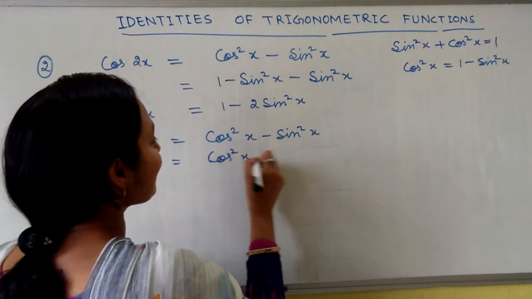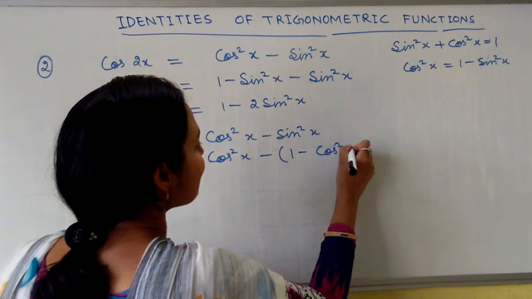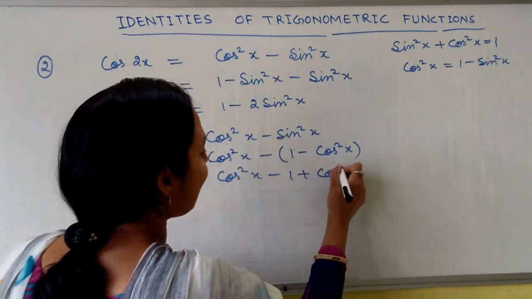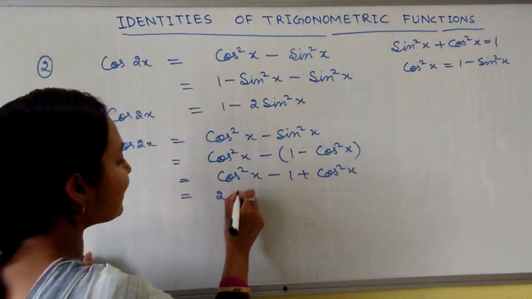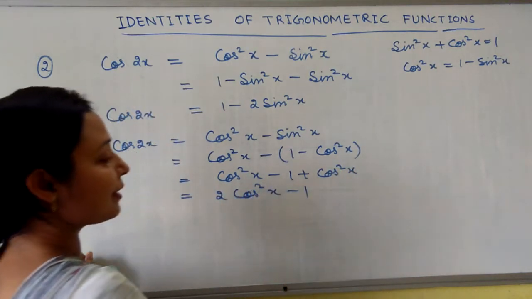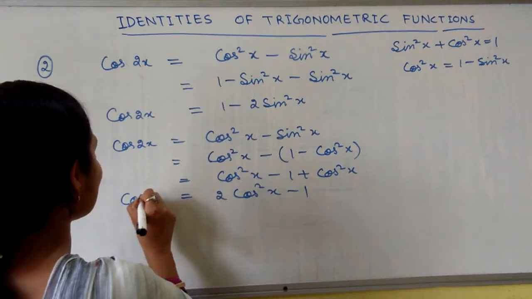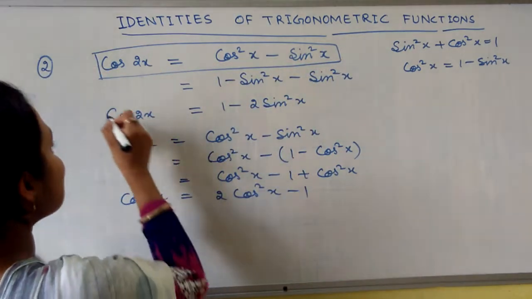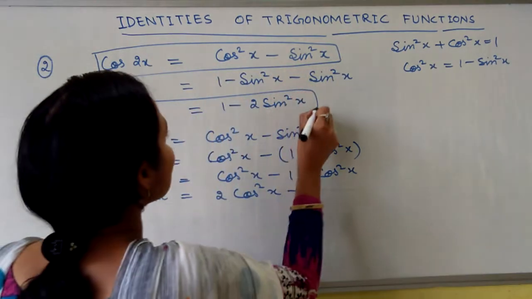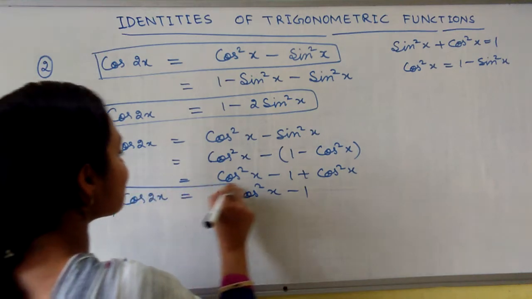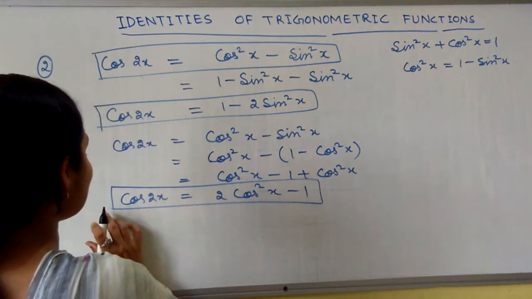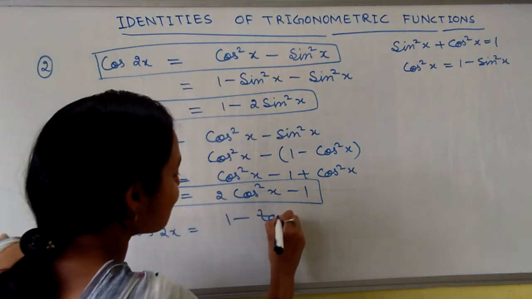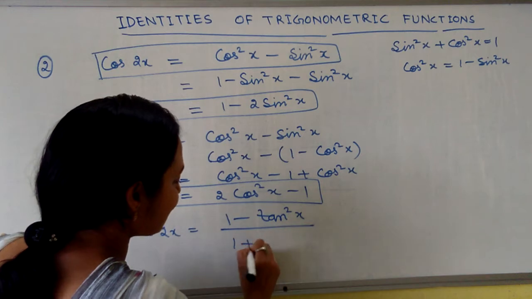Square x, 1 minus cos square x, that will equal 1 minus, plus cos square x. That means 2 cos square x minus 1. So this is the formula in the form of cos. So this is only the basic formula for cos 2x. Second formula is this. Third formula of cos 2x is this. And the fourth and last formula is cos 2x equals 1 minus tan square x upon 1 plus tan square x.